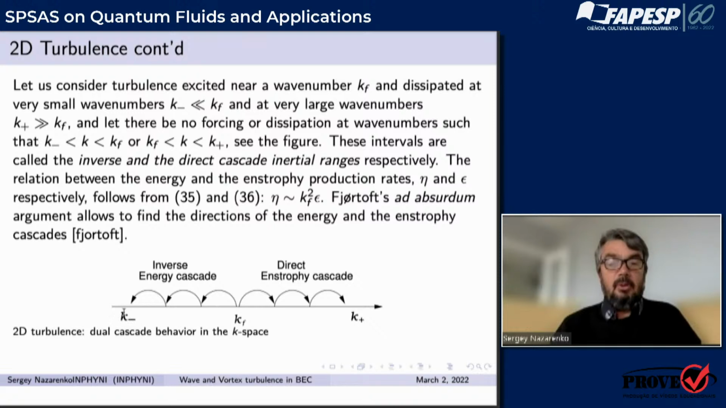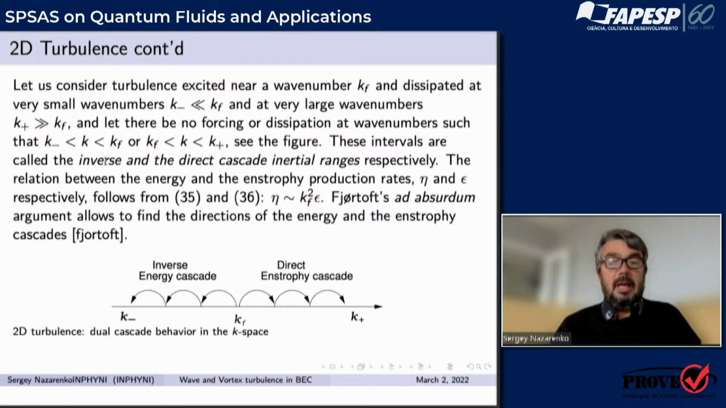I remind you, in three-dimensional turbulence, we only consider the dissipation at very high wave numbers. But now let's consider the forcing scale to be somewhere in between. And these forcing and dissipation wave numbers are strongly separated, in the sense of the strong inequalities as written here.